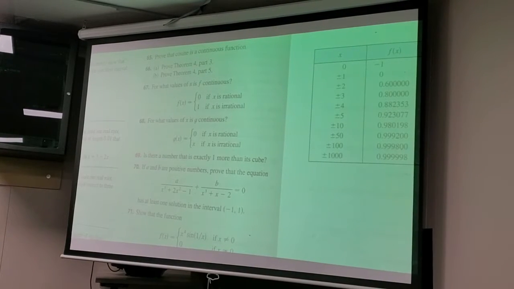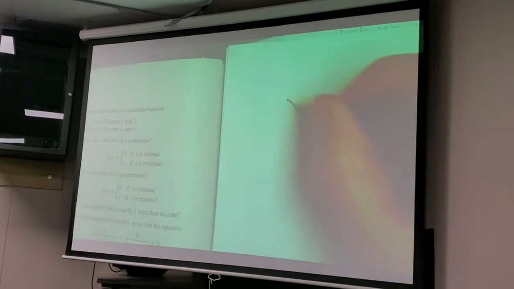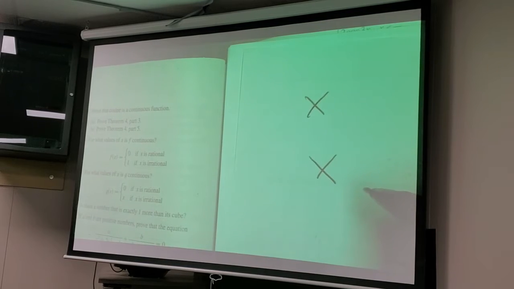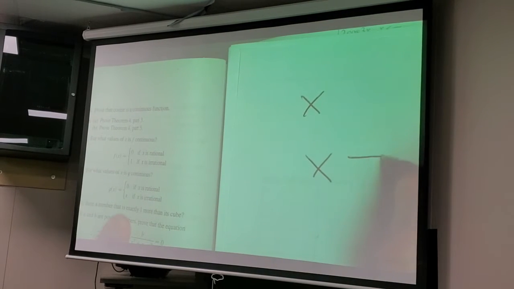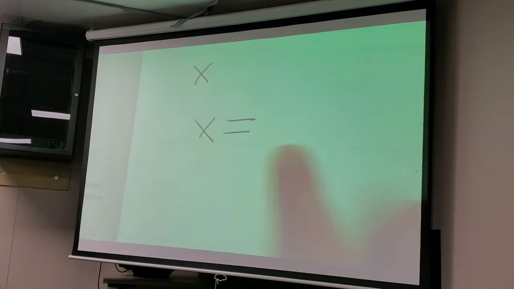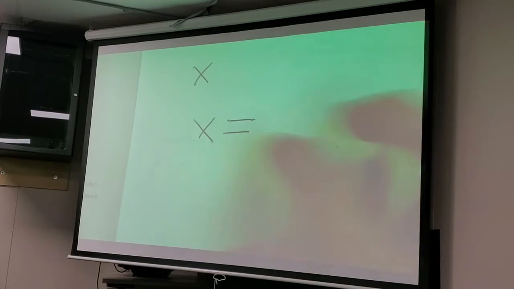Paper. There we go. All right. So we're looking at number 69. A number. Okay, let's call that number x. Is there a number that is exactly one more than its cube? What would this side be? A number is x cubed plus 1.